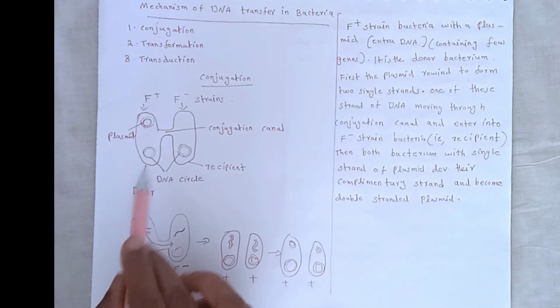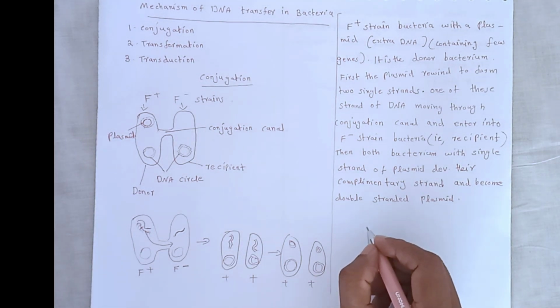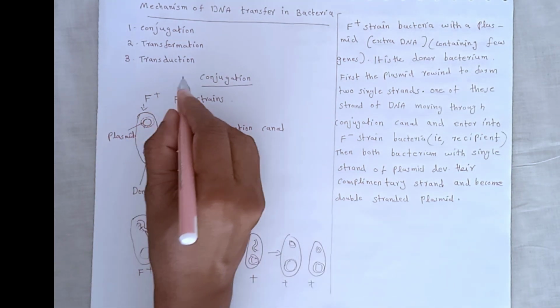Now we draw the entire picture of bacterial conjugation. Next type of mechanism of DNA transfer, that is transformation. Second, transformation.